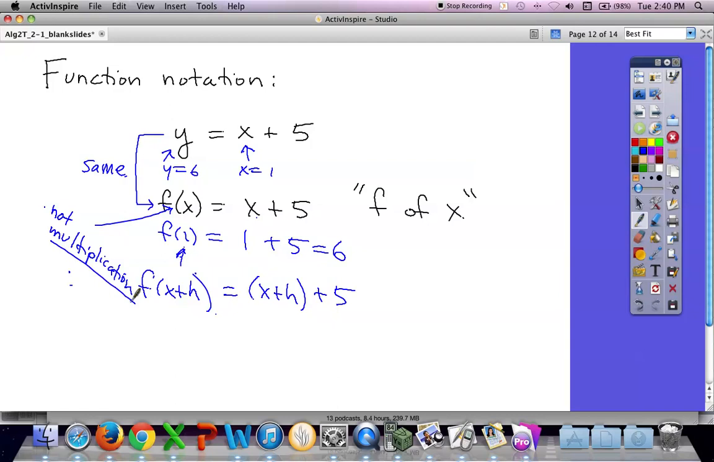And you can see other letters. It's not always lowercase f. It could be any letter, right? It could be G, H. It could be capital letters. As long as they write it like a letter and then x, you understand that means t as a function of x. X will be the input. T will be the output. Okay. So it's not just the lowercase f.